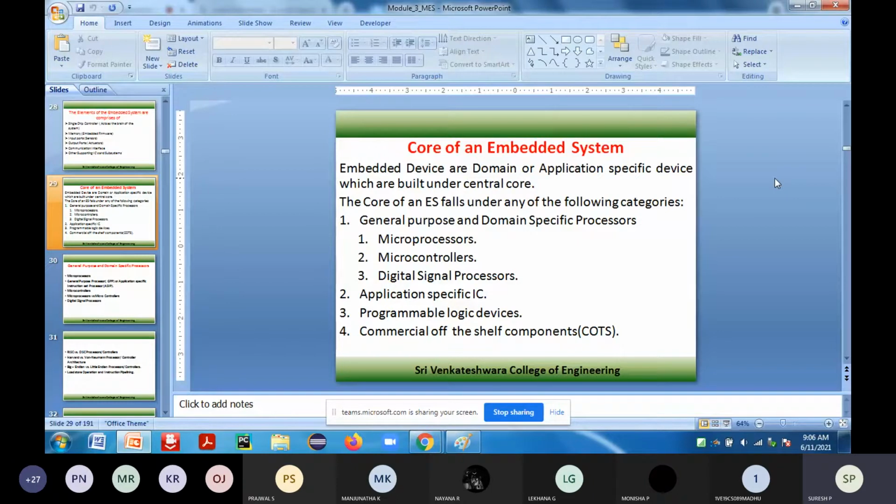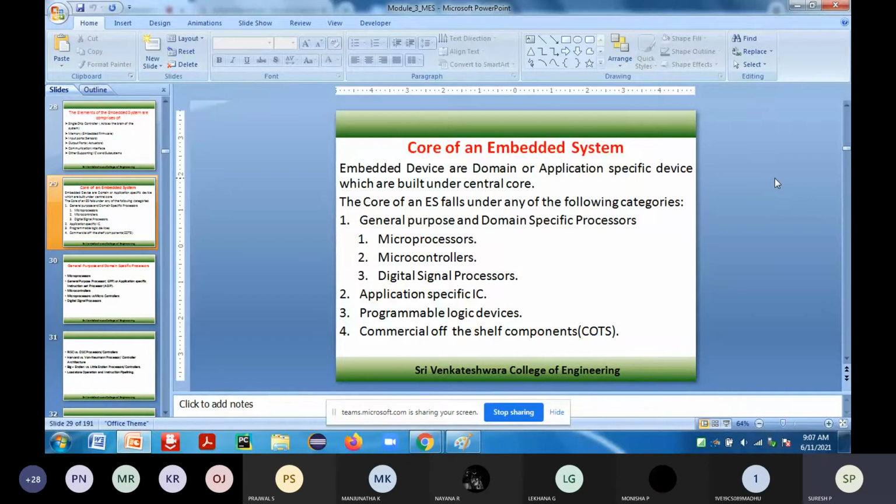The core ICs of the embedded system which you are going to have fall under certain categories. What are these categories? The first category is general purpose and domain specific processors. Under that you are going to have microprocessors, microcontrollers and digital signal processors. These are the core elements which you are going to use for general purpose and domain specific processing.